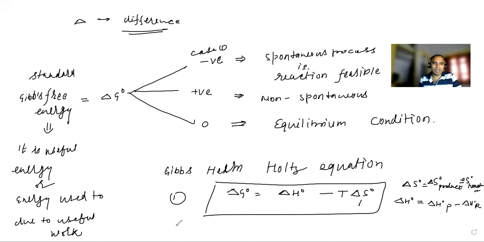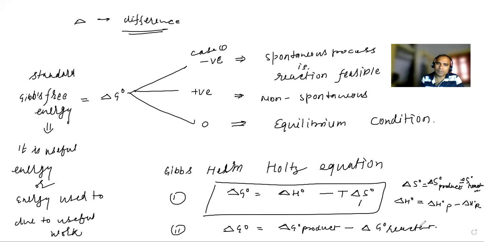Now formula number two: delta G naught is equal to delta G naught product minus delta G naught reactant. This is the second formula for calculating Gibbs free energy. One is delta H minus T delta S. The second one is delta G naught product minus delta G naught reactant. And delta H you know already, delta H product minus delta H reactant. Delta S naught you know, delta S naught product minus reactant.